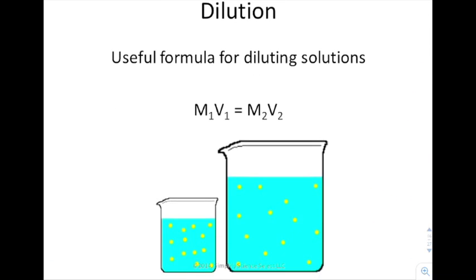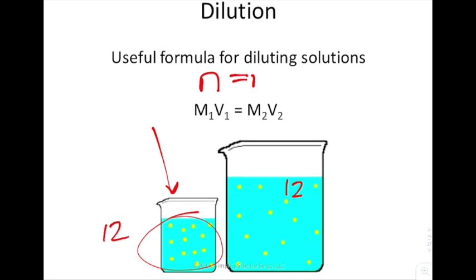The dilution equation is going to be really, really common, and it works on the principle that if you have a solution that has, let's say, 12 dots, you still have 12 dots here even when you add water to it. So you have the same number of particles. In other words, you have the same number of moles. So the moles of one substance equals the moles of another. Because you have the same number of moles in both cases, you can say M1V1 equals M2V2.